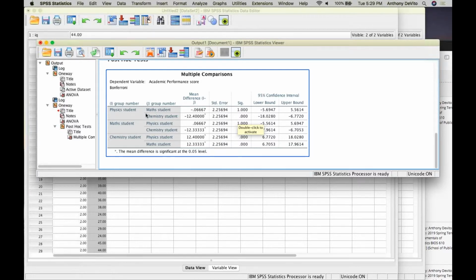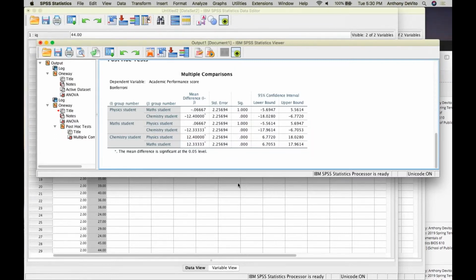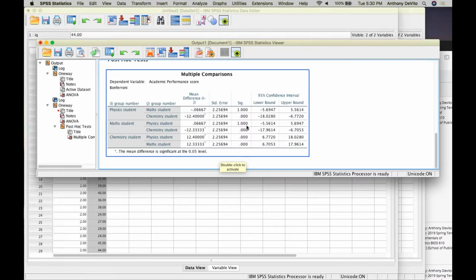How about physics students versus chemistry students? Yes, we can reject that null hypothesis. How about math students versus chemistry students? Well, yeah, you can reject that also. That's also 0. And this is just a retread, chemistry and physics, chemistry and math. So both of those are different than chemistry students, right? But you can't say that physics students are different than math students. So we can see which means are statistically different and which ones we can't say are statistically different.